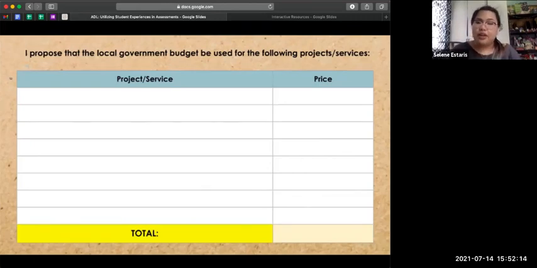It doesn't end there, of course. We have some processing questions after this, asking why they chose those particular projects, if they believe that those are the best use of the local government's budget, and what other suggestions they might have to provide health and safety to the community. So that's one example of an assessment.